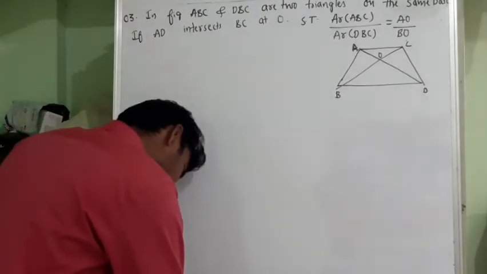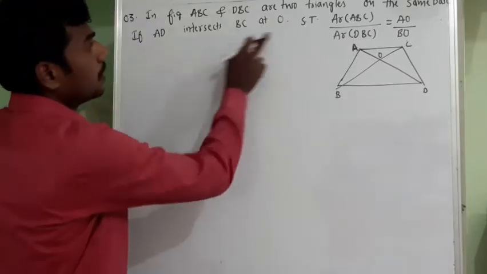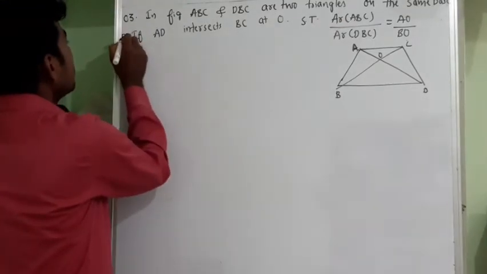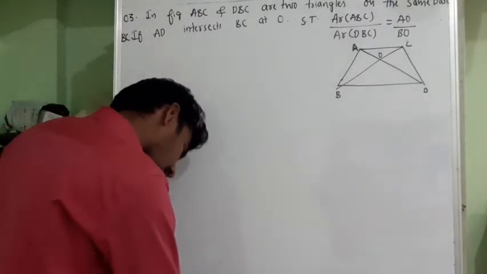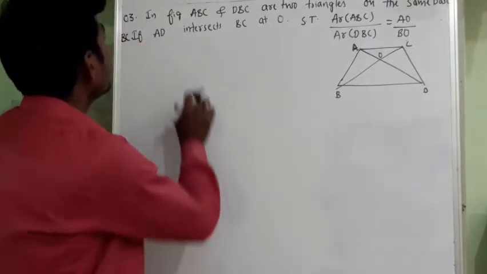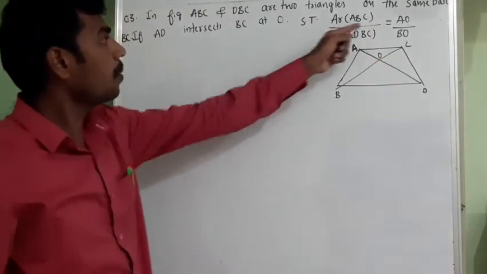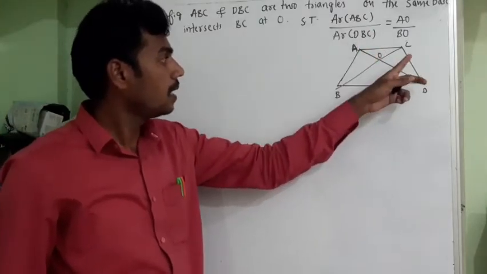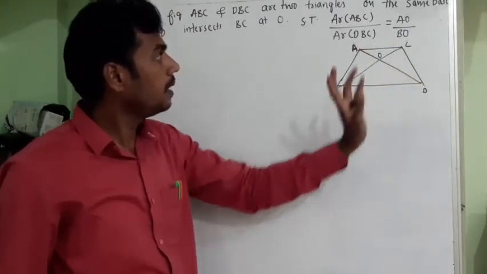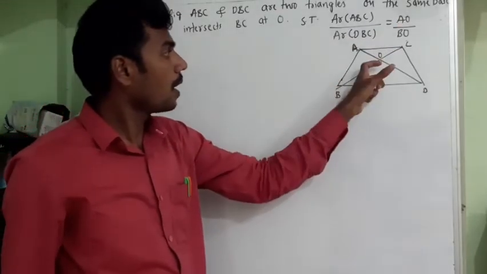ABC and DBC are the two triangles on the same base BC. If AD intersects BC at O, show that area of triangle ABC divided by area of triangle DBC is equal to AO by DO.